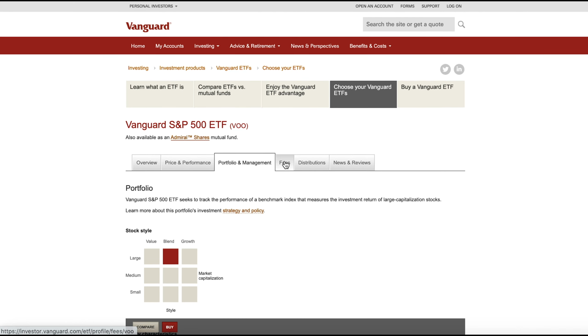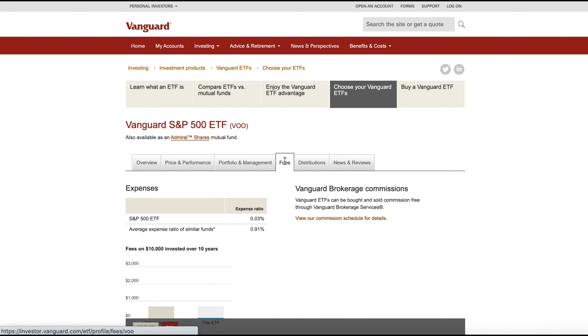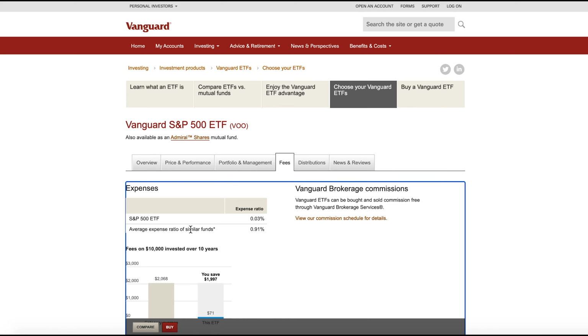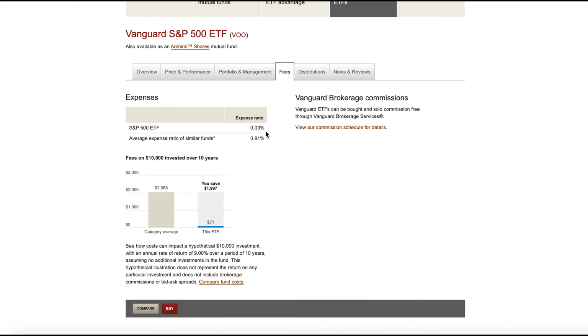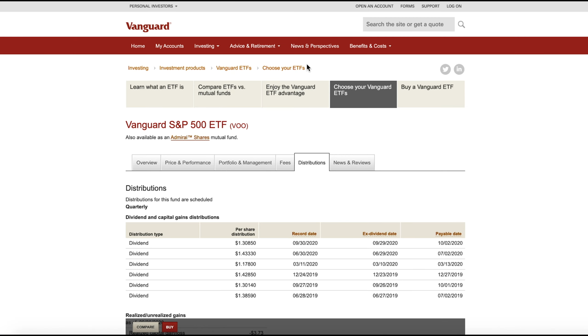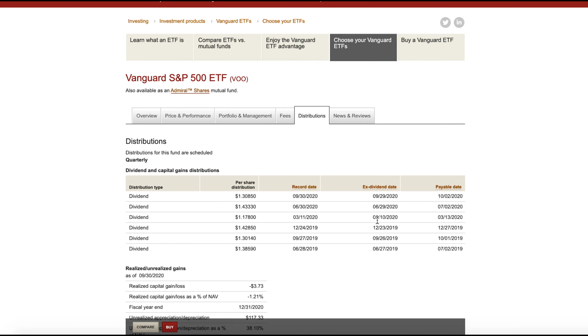If we go to the next page, fees, this is going to be pretty straightforward on ETFs. It's that 0.03% expense ratio, showing you what is typical of similar funds. This isn't going to have a ton of information for ETFs because it is pretty straightforward. But if you are looking at their mutual funds or index funds, this is an important page to look at to see where those different fees they're charging are actually going. If we go to the next tab, this is going to show you if the ETF pays a dividend and how much they pay out per share. So that's where that information is.